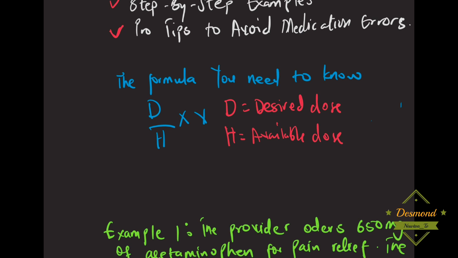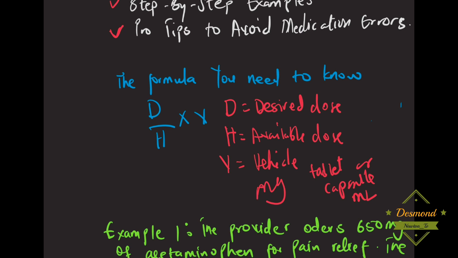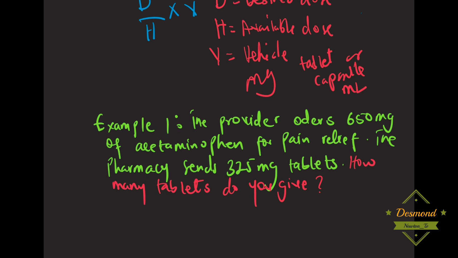So what the provider ordered is the desired dose, and the available dose is what we have on hand, that is what the pharmacist sent to us. And the V right here is the vehicle, which is the form that it comes in, which in this video will be the tablet or capsule, or in other cases the unit that it comes in, maybe ml or mg. So this is what we are going to use to solve oral medication dosage calculations. Now let's look at some examples.